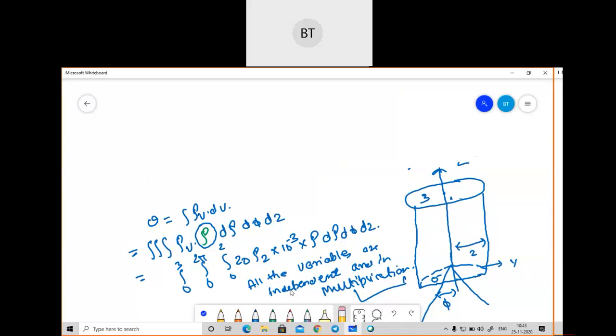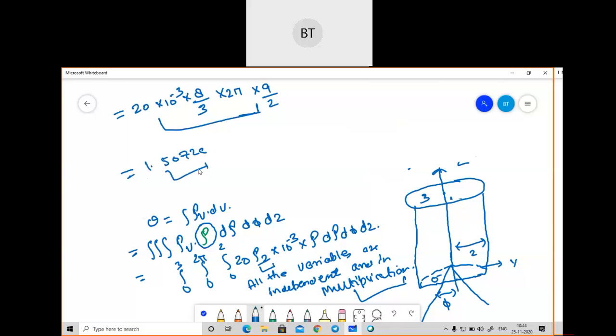So let me open this, so I can write here. So this will be 20 into 10 to the power minus 3 into 8 by 3 into 2 pi into 9 by 2. So what I have done here, rho z given as 9 10 to the power 8 by 8, I have applied here. Whatever value I have given to us, that I have written there. So based on this, if you put all those values in your calculator, you will get the value 1.5072 coulomb.